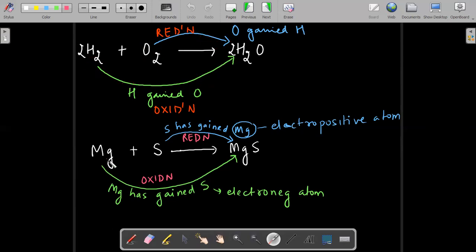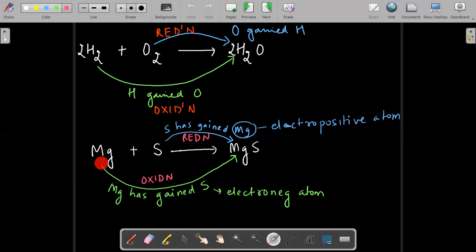Now picking up another example where we don't have hydrogen and oxygen. First we'll tell a little bit about these elements. This is magnesium. Magnesium is a metal, hence its nature is electropositive. S is my sulfur. We very well know sulfur is a non-metal. Non-metal has an electronegative nature. So if you need to generalize this, we can say metals have electropositive nature, non-metals have electronegative nature.